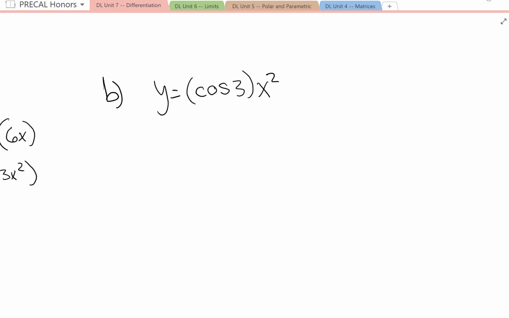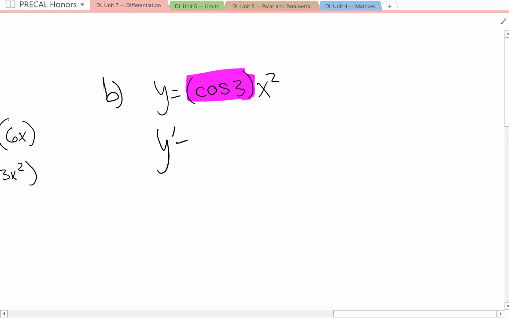To derive part B, we must remember that cosine of 3 is just a number. It's just a constant. So guess what? You don't have to use the chain rule. y prime is equal to, okay, so if this is just some number, it's like you can block it off in your head. And it's going to be multiplied by just the derivative of x, by the constant multiple rule. So what is the derivative of x squared?